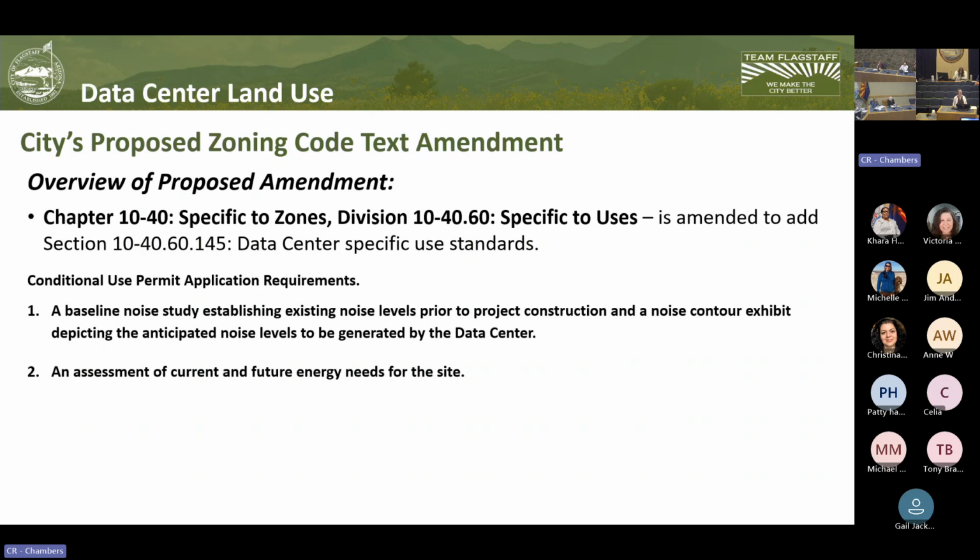A baseline noise study establishing existing noise levels prior to project construction and a noise contour exhibit depicting the anticipated noise levels to be generated by the data center would be a requirement of that conditional use permit. One of the heavy industrial land pieces we have is directly adjacent to a residential subdivision. In a beautiful, magical world, I would change that scenario, but unfortunately, I cannot. And so that is of utmost concern, knowing that there is that vulnerability in our community.